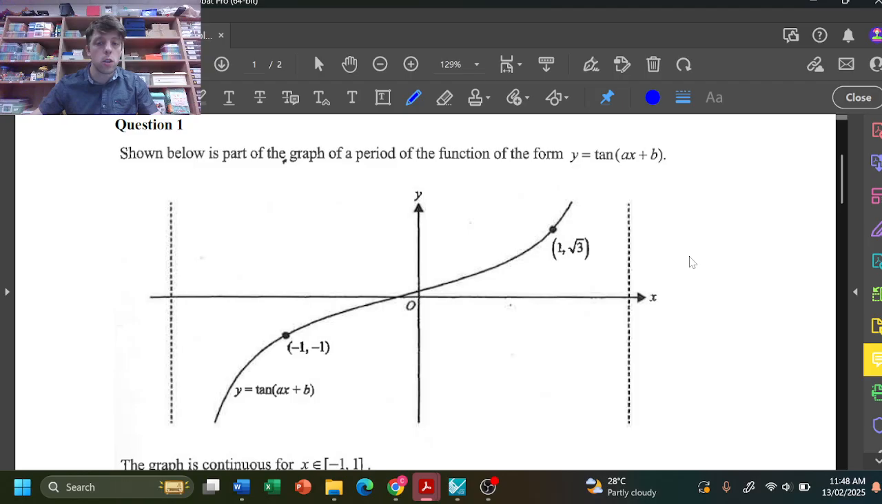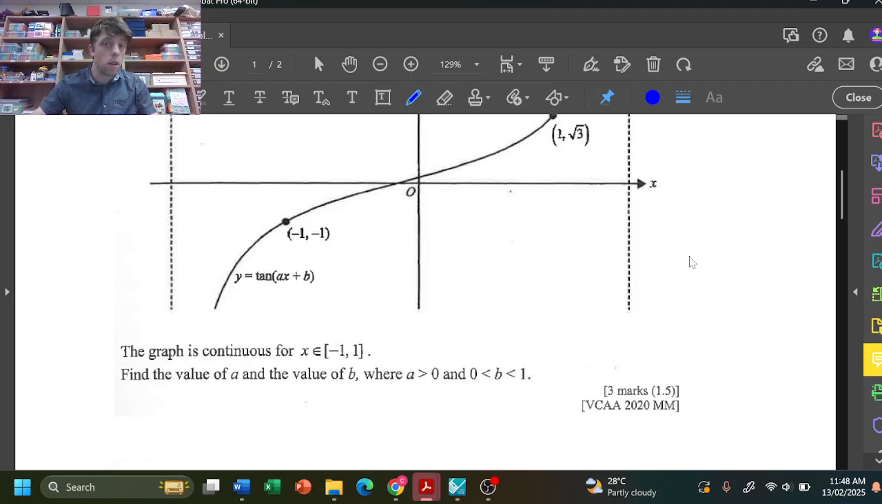So every time you have a question like this, whether the graph be polynomial, whether it be linear, whatever it might be, let's just start by defining the function in terms of roughly what we're trying to look for. So in this question, we're trying to find a function that looks like this. So y equals tan of ax plus b. And we have been given two unknowns.